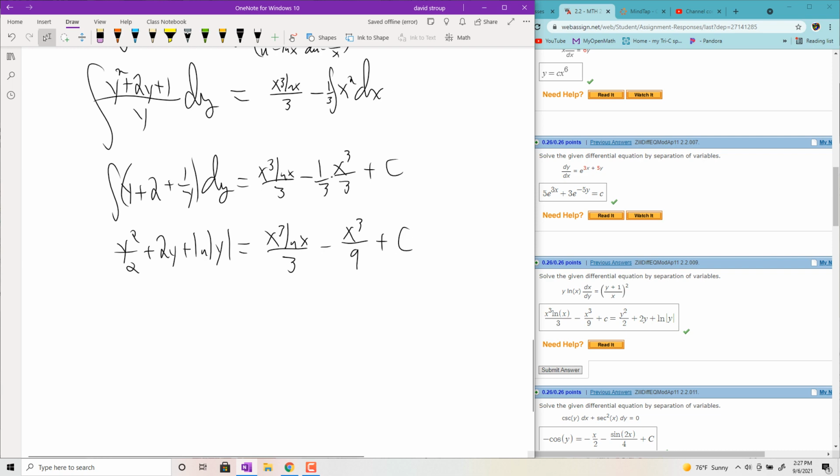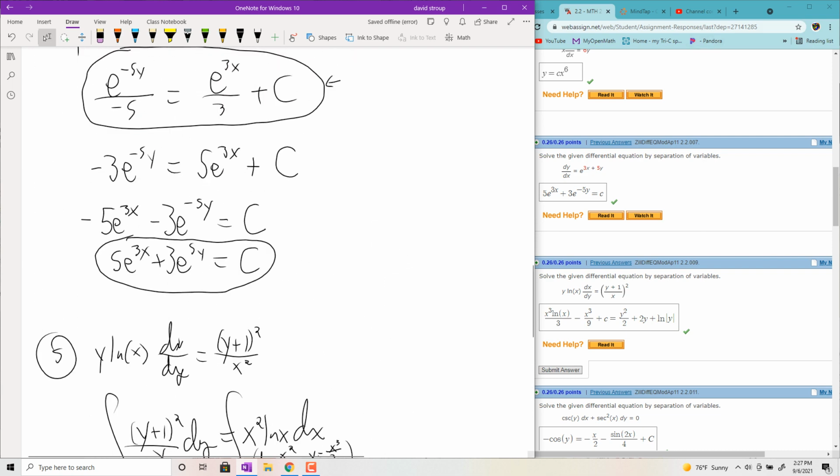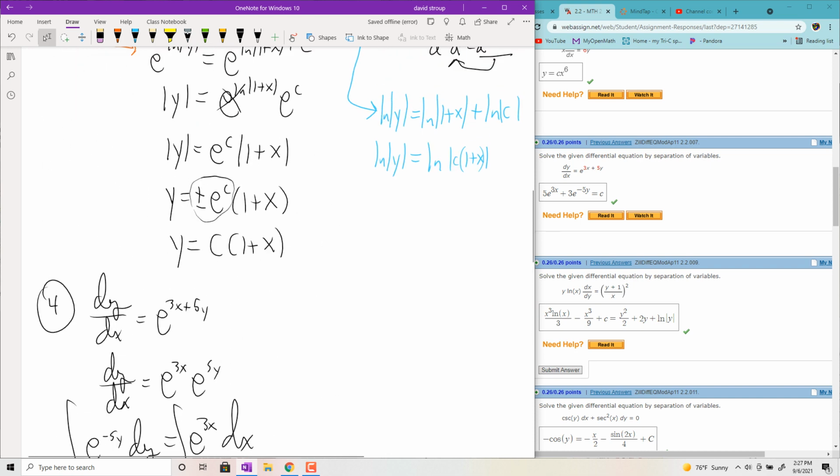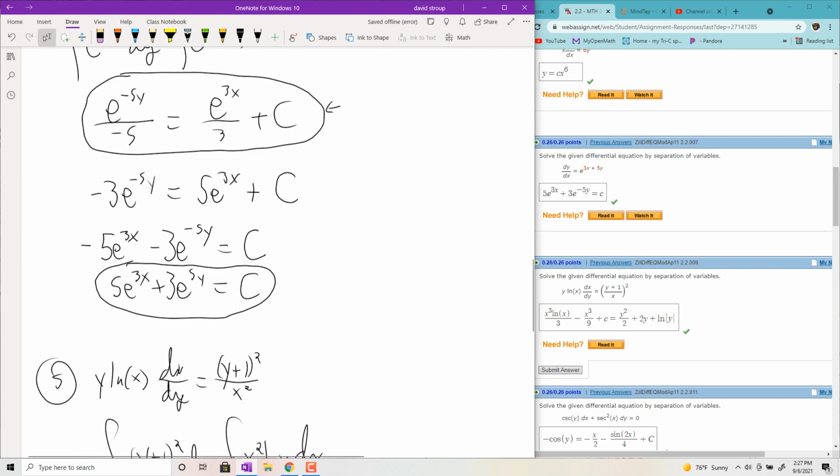This brings us to the point that you're not always going to be able to get this nice y equals solution. You're not always able to get these explicit solutions. So here, no. Down here, no.